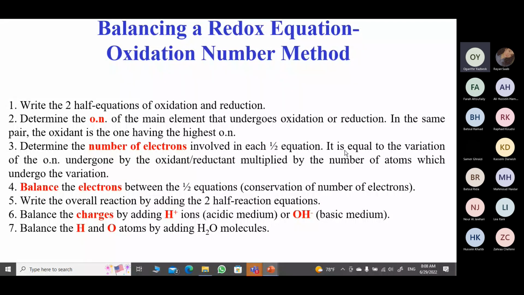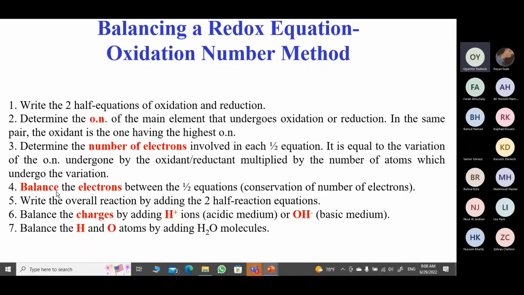This part, you have to look at the variation of the oxidation number and multiply it by the number of atoms which are undergoing the variation. Part 3 is not easy.